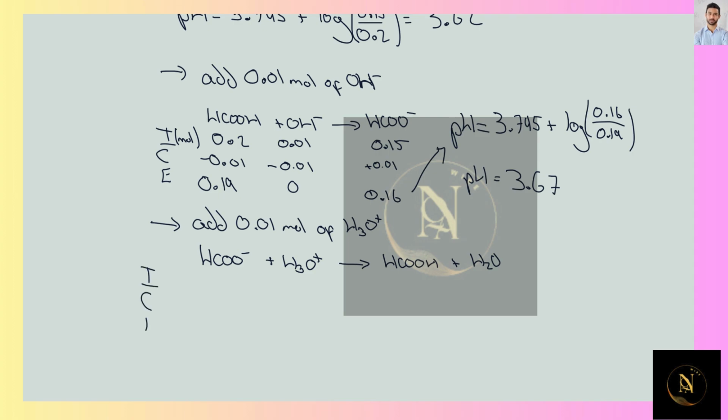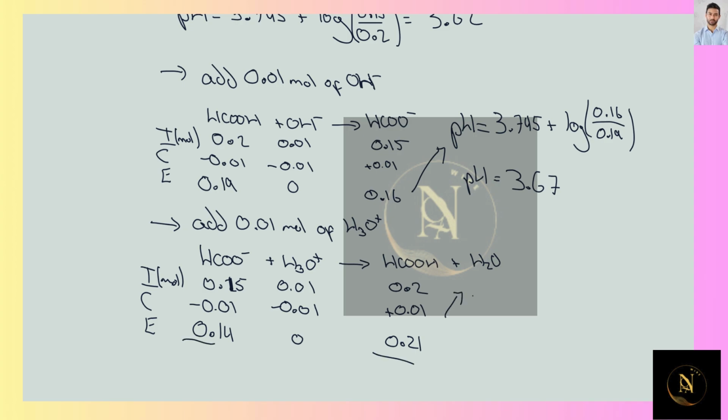We can go ahead with our ICE table. Again, this is going to be in terms of mole. We begin with 0.2. We add 0.01. Sorry, over here we begin with 0.15. Sorry about that. And we have 0.2 initially. The amount of change, again, is going to be given by the limiting reagent, that is the hydrogen ion. At equilibrium, I'm going to get 0.14, something close to 0, and 0.21.